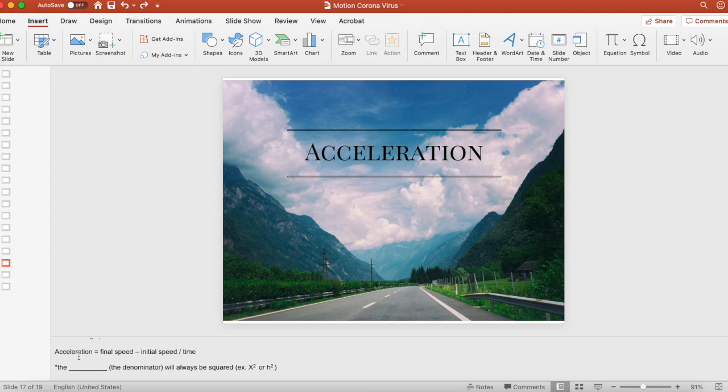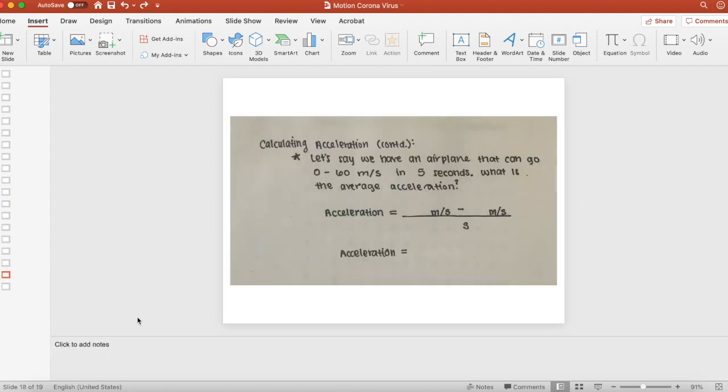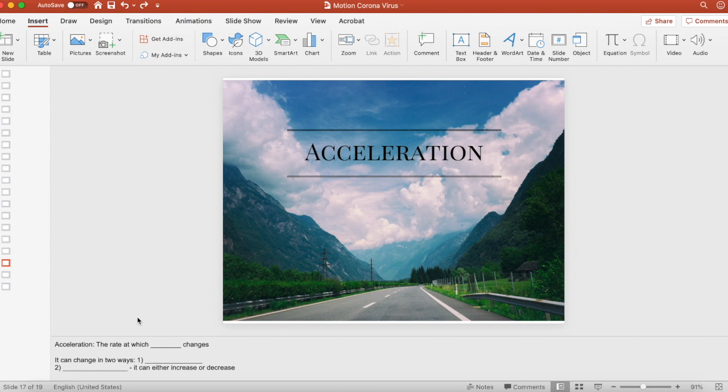So when you are given a math problem to solve for acceleration, you're going to calculate the change in speed per the unit of time. And this would be the formula right here. Acceleration equals final speed minus initial speed divided by time. And the time, or the denominator, will always be squared. We are going to do an example. So let's look at this.